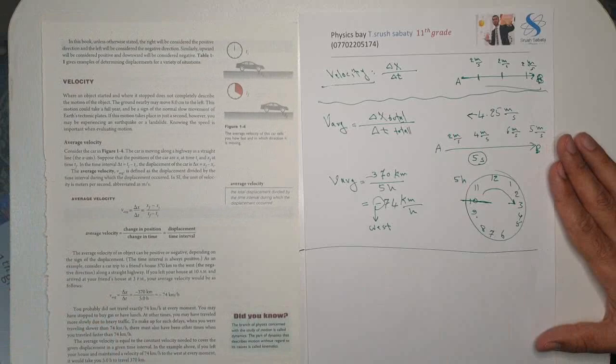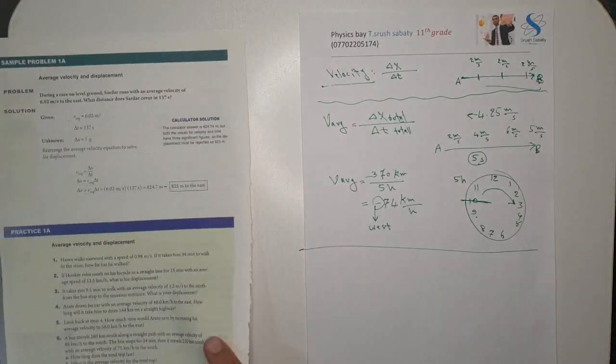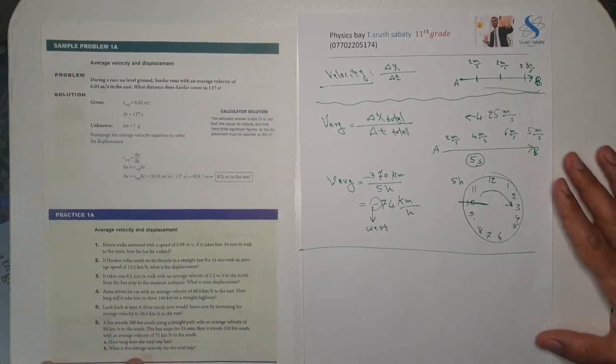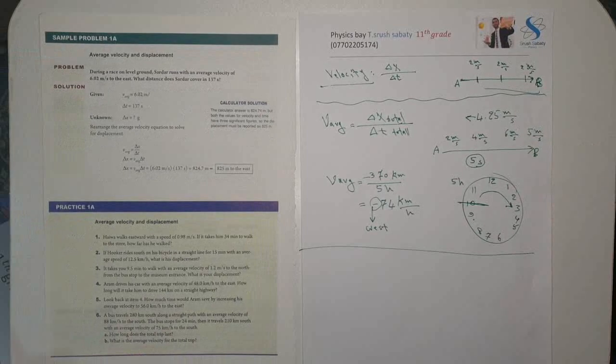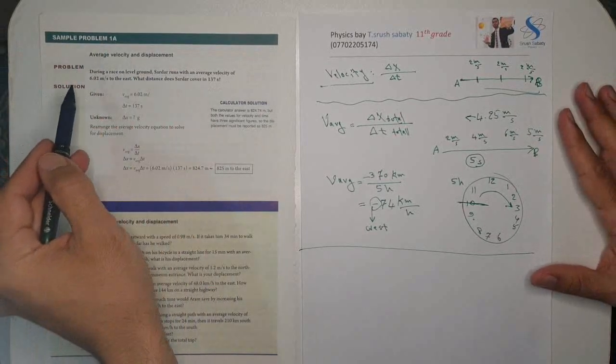We can find page 8. I'll find it, page 8. Okay, this is page 8. Okay, sample problem 1a, average velocity and displacement.